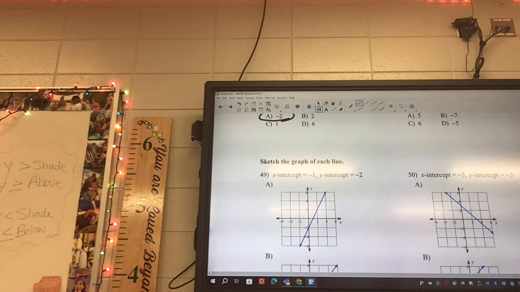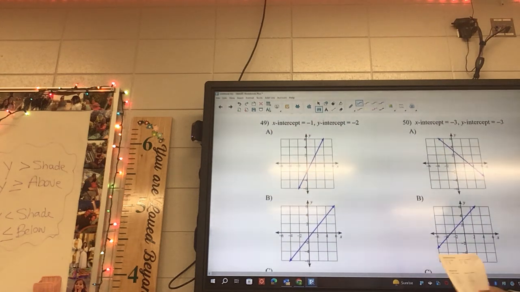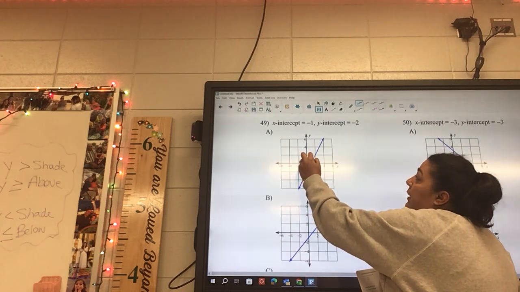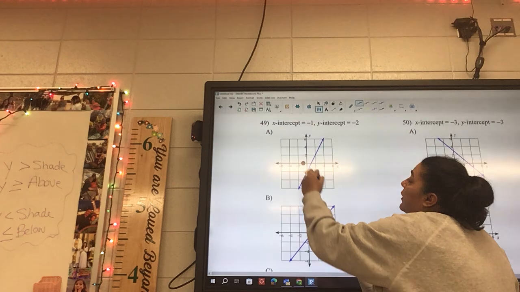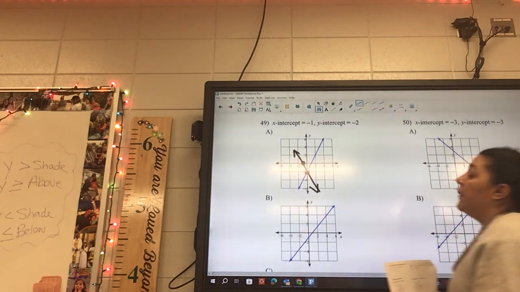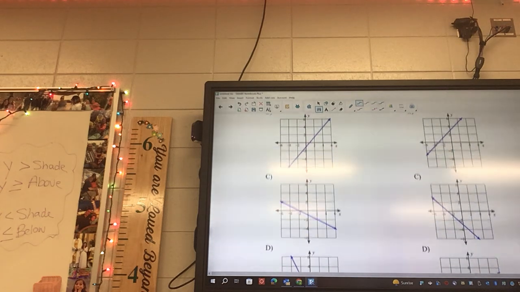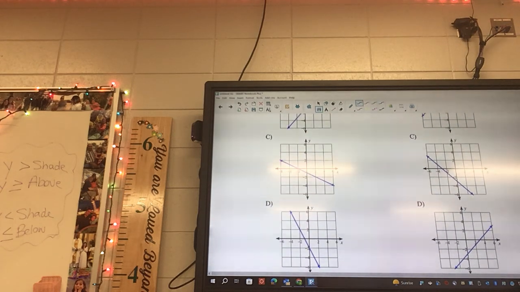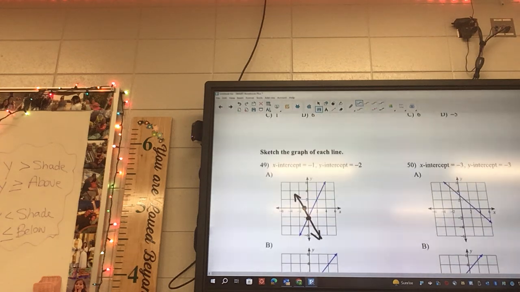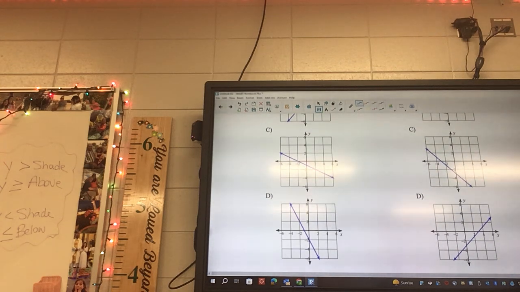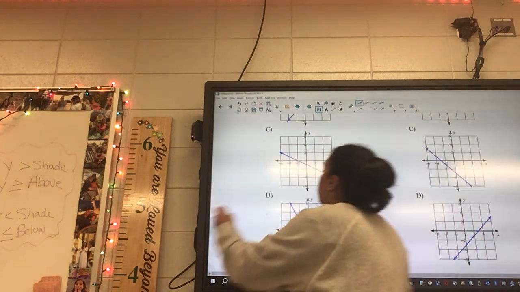Okay, 49. It says the x-intercept is at -1, so that means that we should have the line going through here at -1, and the y-intercept is at -2, so my line should really be going like this. So A does not qualify. Does B work? No. What about C? No. And D? X is at -1. That one checks out. And y is at -2. So D works.